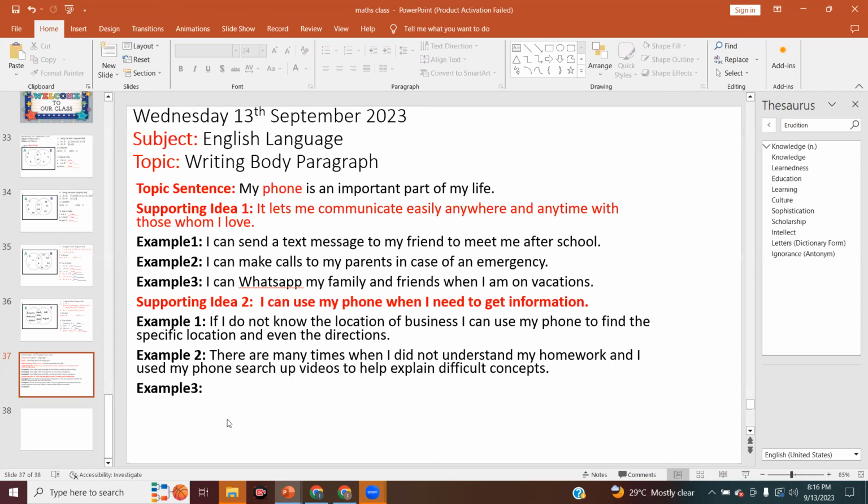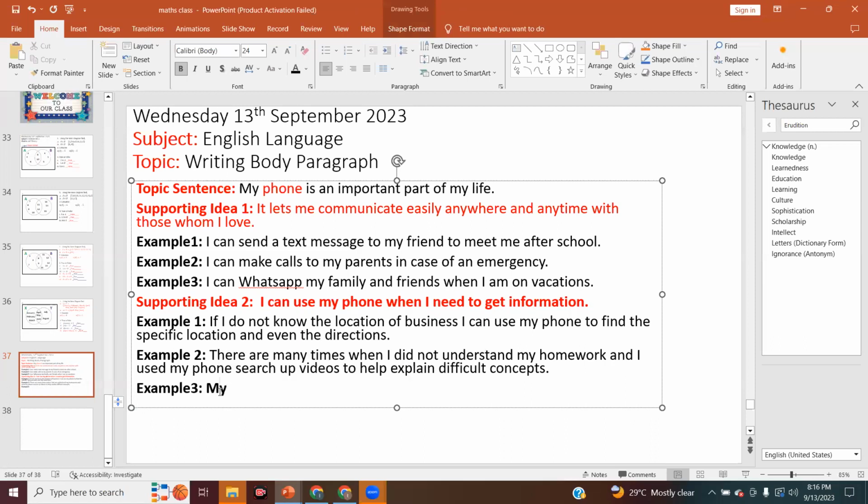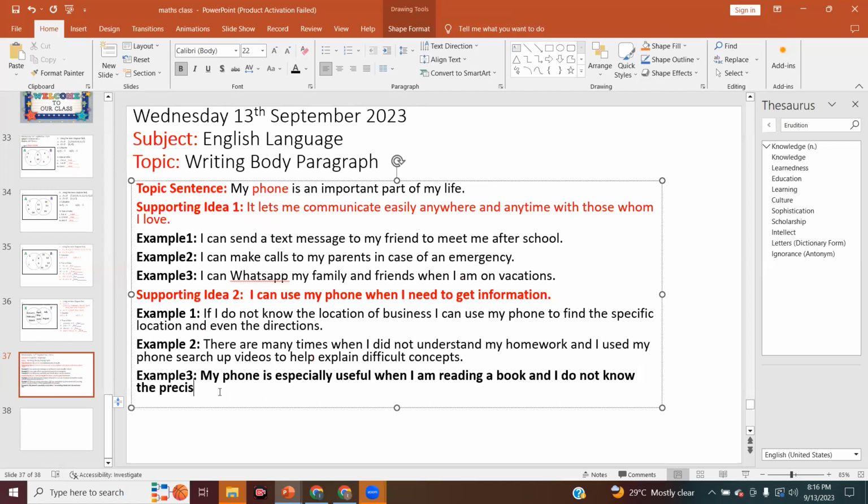my phone. So my phone is especially useful when I am reading a book and I do not know the precise definition of the word. I can simply search it up. Good.